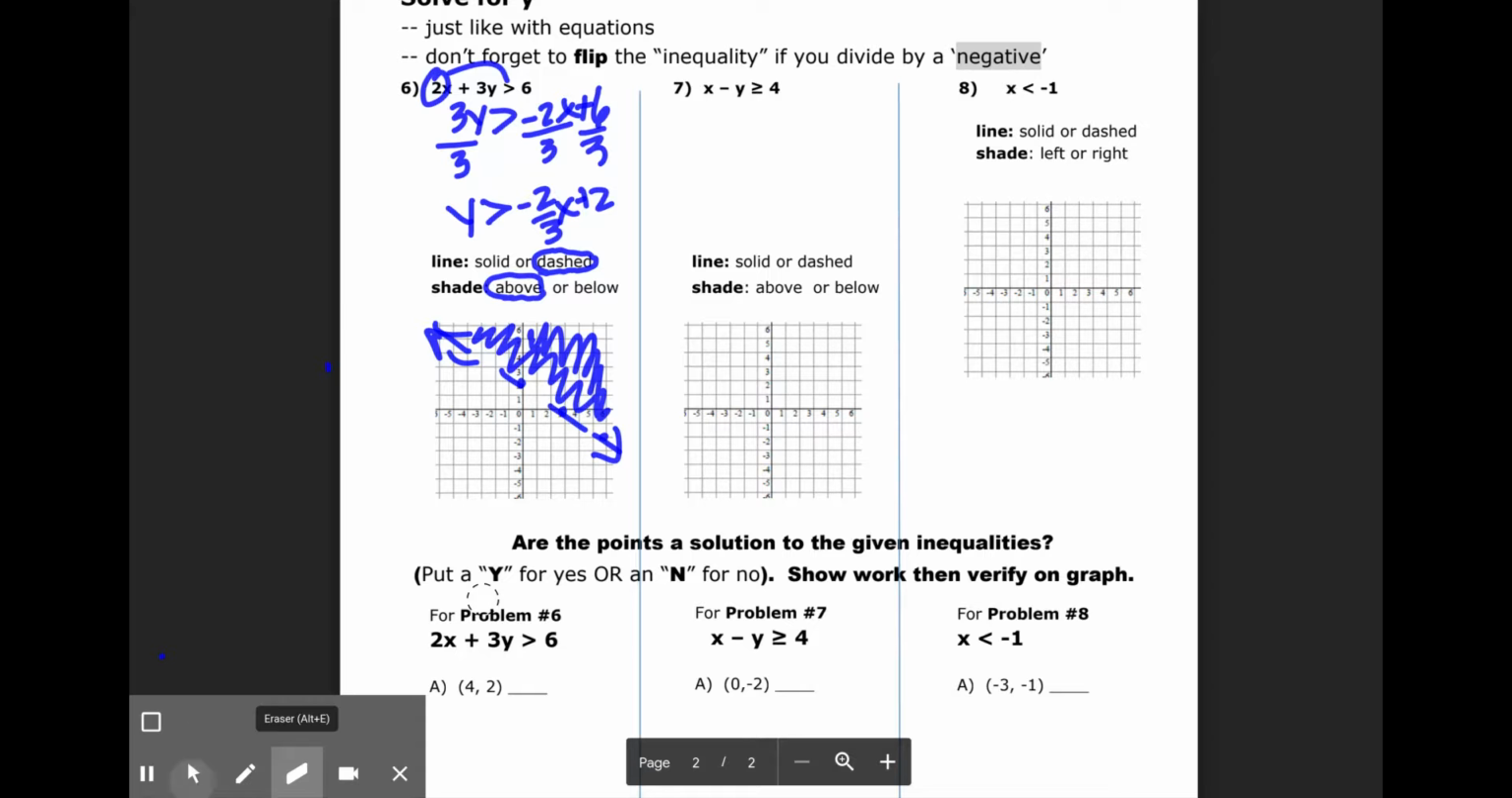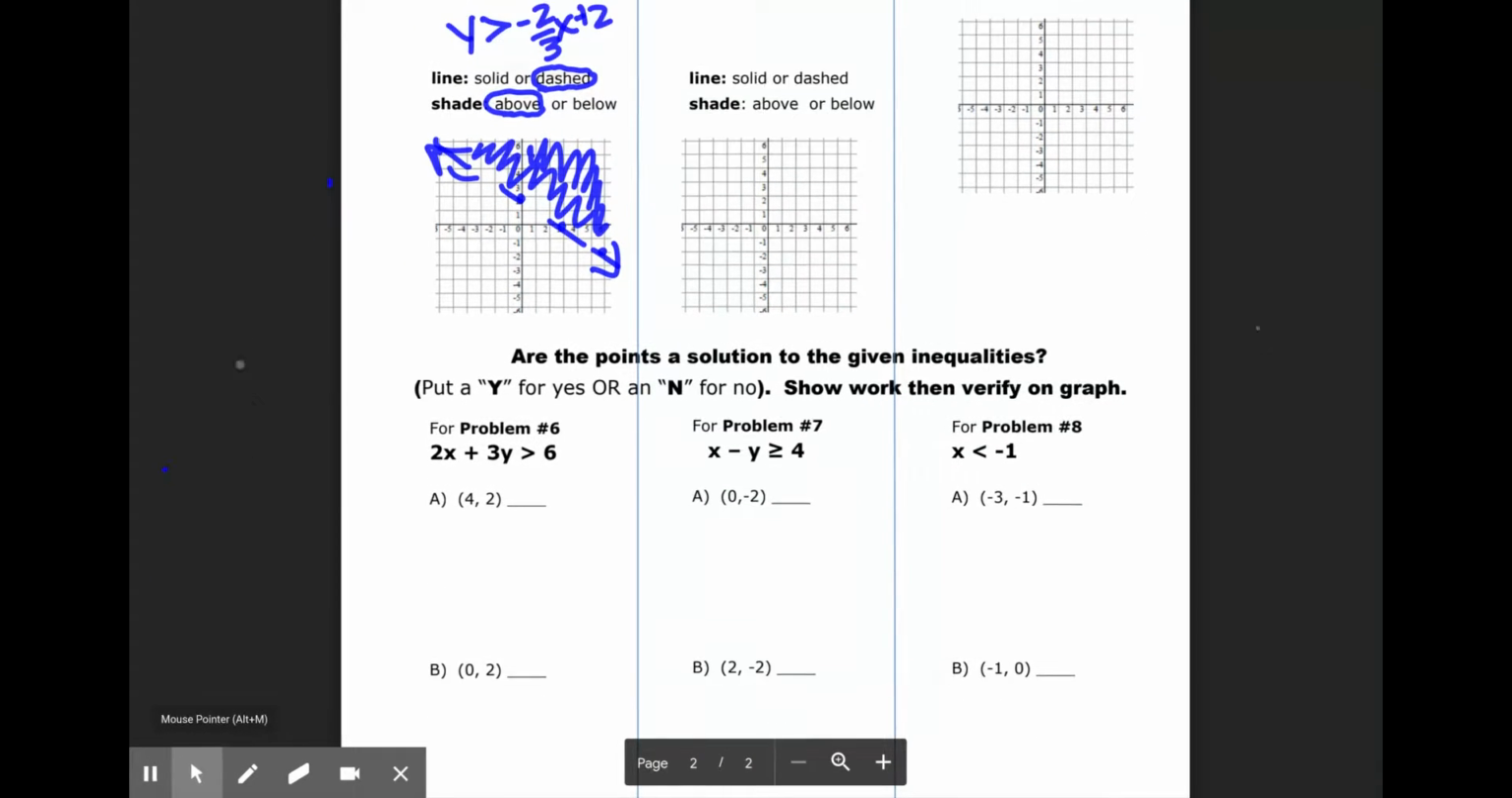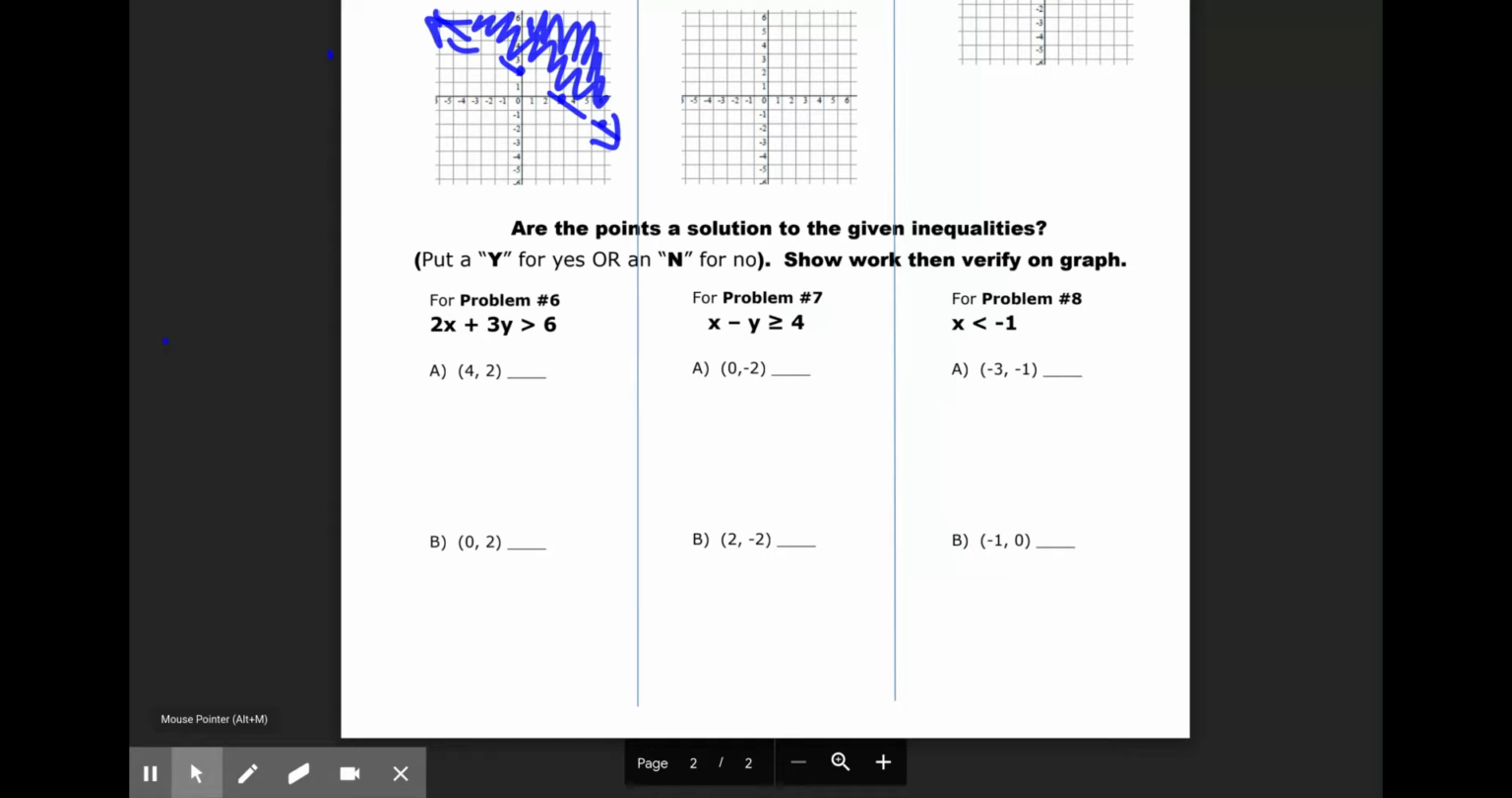And it says, are the points a solution to the given inequality? So we're going to put a Y for yes or an N for no. Show work, then verify on the graph. So what we do if we don't have a graph is you would put a 4 in place of x and a 2 in place of y. So it'd be 2 times 4. Sorry, I wanted to put 8 in there. Plus 3 times 2. And see if it's going to be greater than 6.